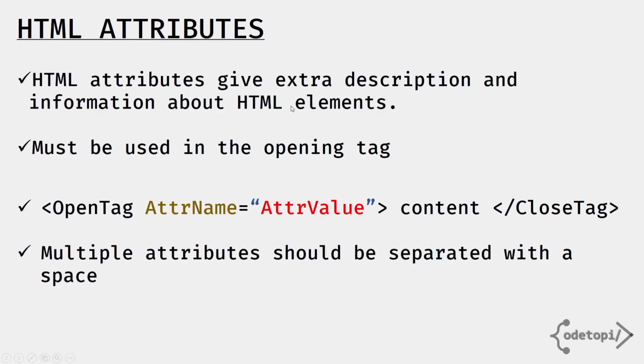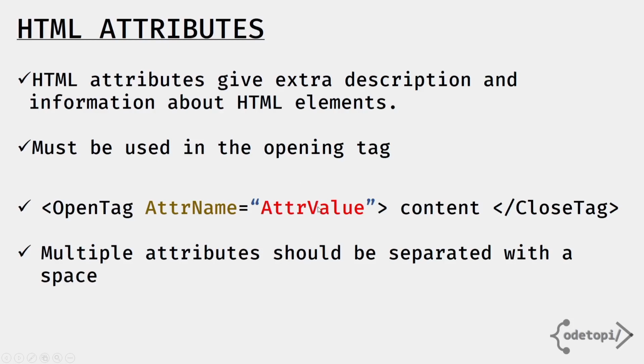HTML attributes give extra description or information about an element. Now this is the format for creating an attribute. Now you must do that in the opening tag. So you would have your attribute name, the equal sign, and then your attribute value.